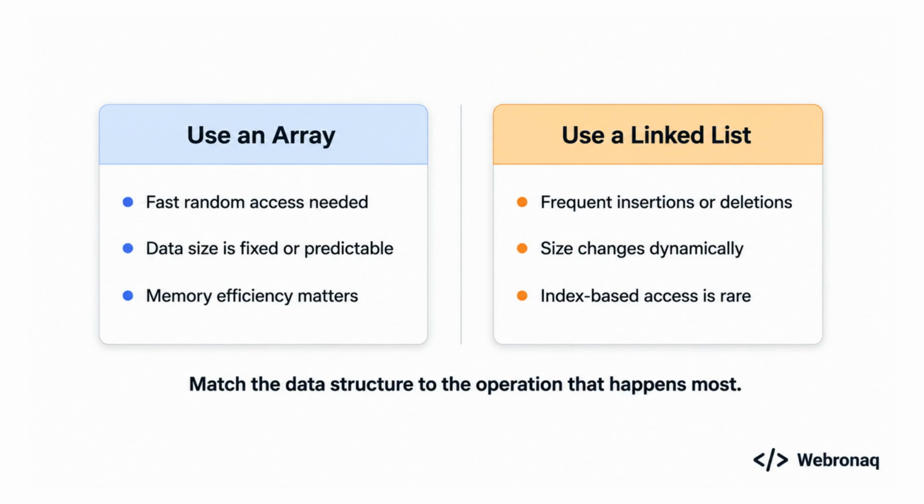The key takeaway from this whole video is that neither structure is universally better. Arrays win on access. Linked lists win on dynamic modification. Know your dominant operation, and you will always pick the right one.